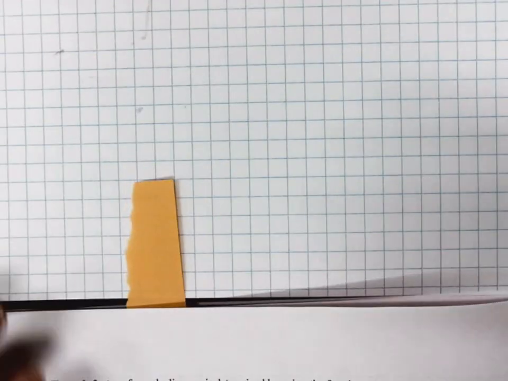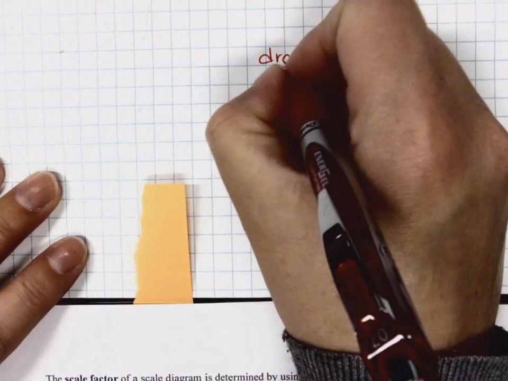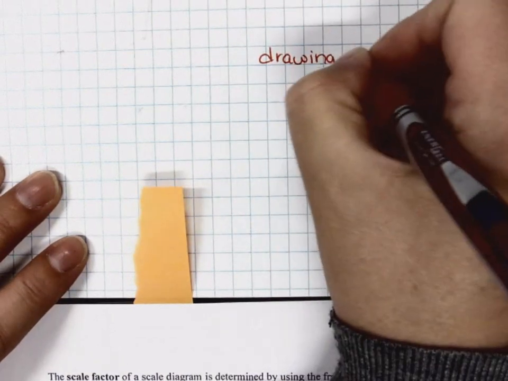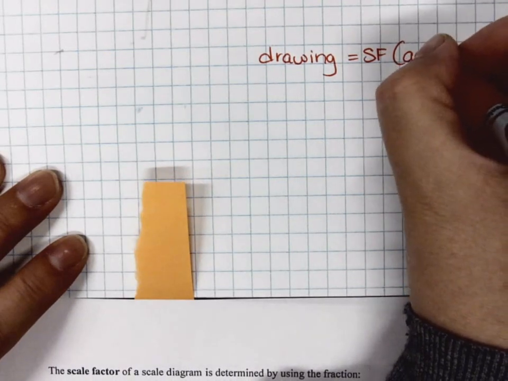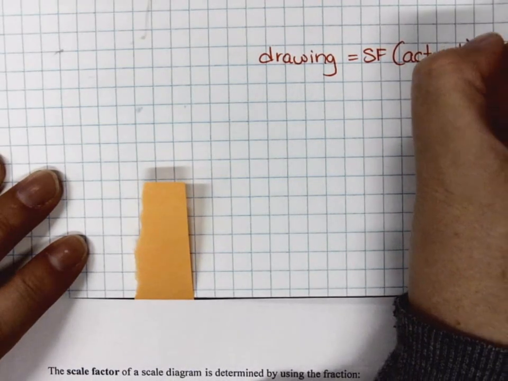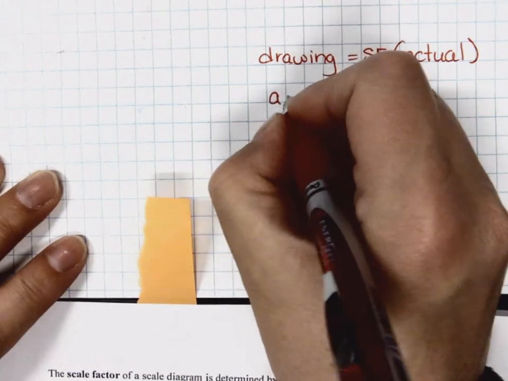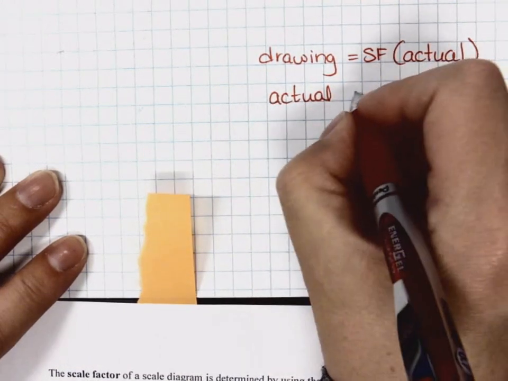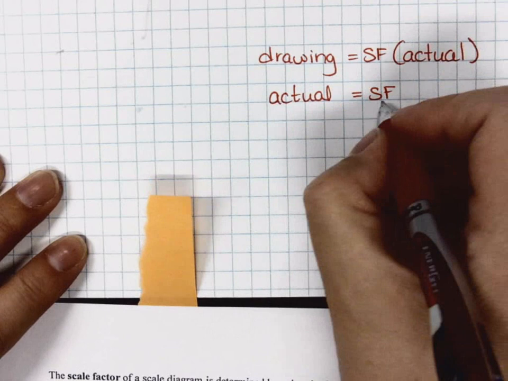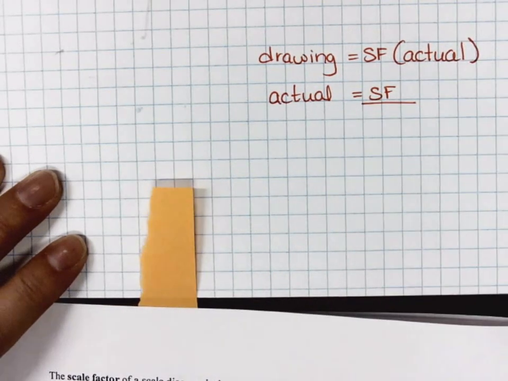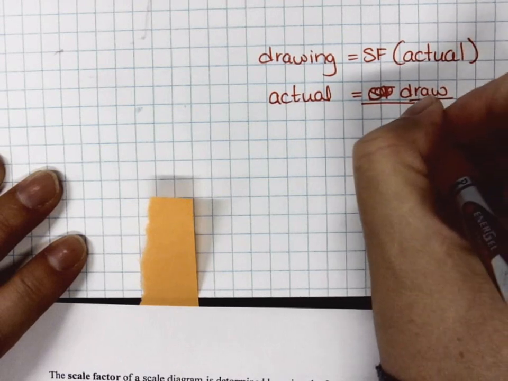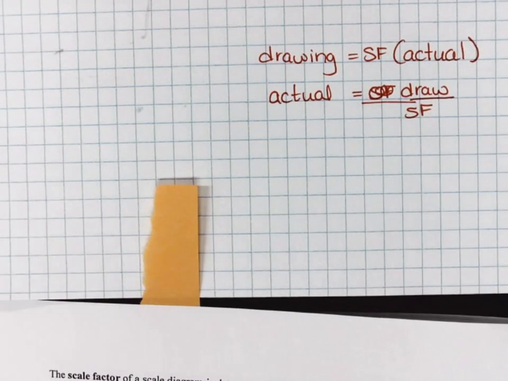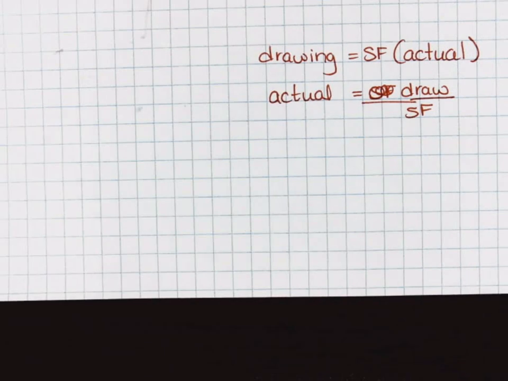Let me write those down here. If I want to find the length of the drawing side, I take the scale factor and multiply it by the actual or the original. If I want to find the actual side, I take the drawing and divide by the scale factor. So I need those two formulas from page 4 to do this.